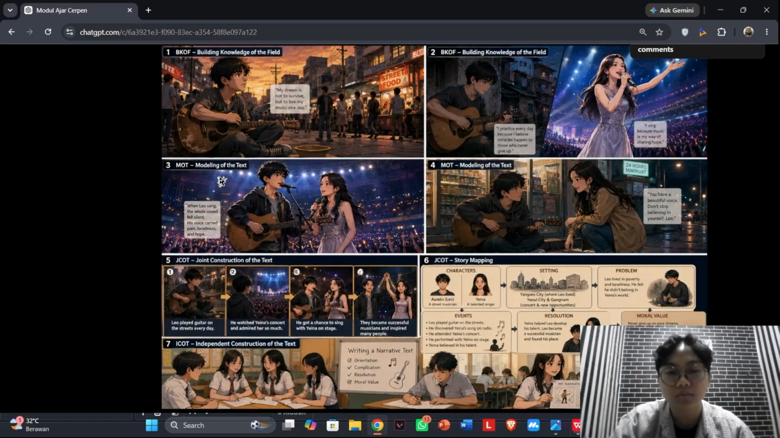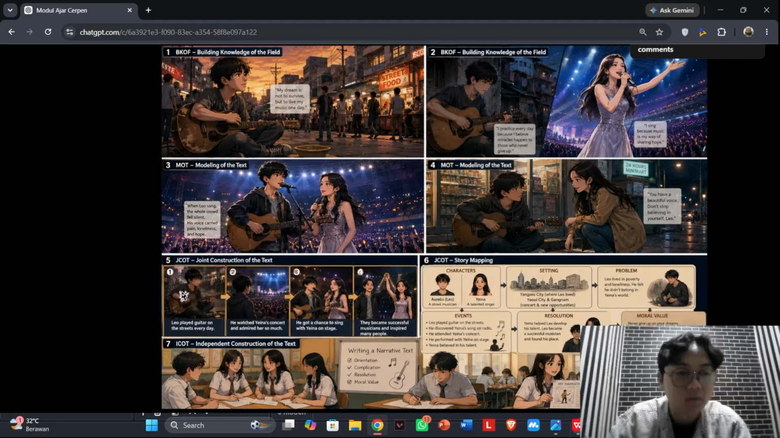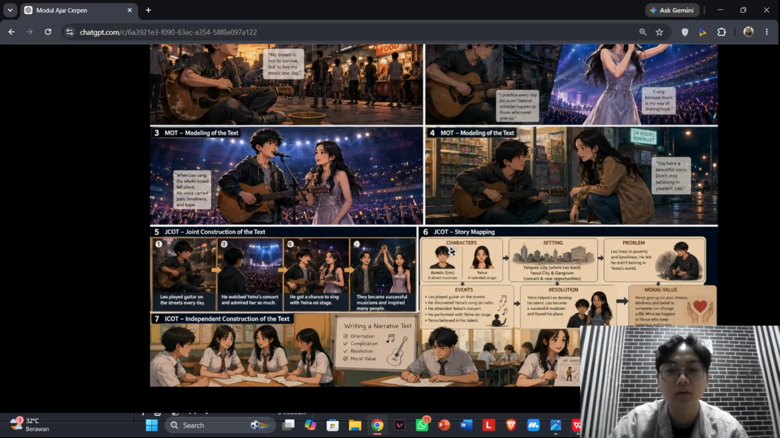And then scene 5 helps students understand the chronological order of the narrative text, like the phrases: Leo played guitar, and then he watched Yeina's concert, and then he got a chance to sing with Yeina. There are several innovations in this teaching module. First, I use my original narrative story instead of using a story from a textbook.